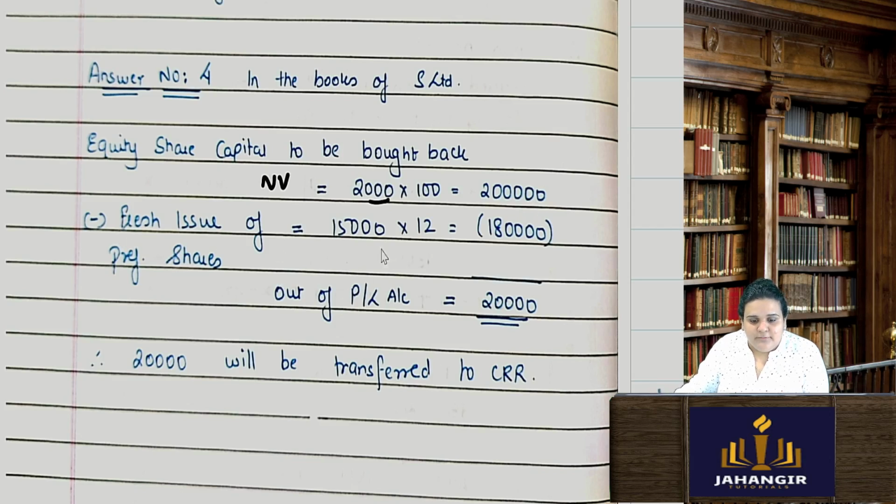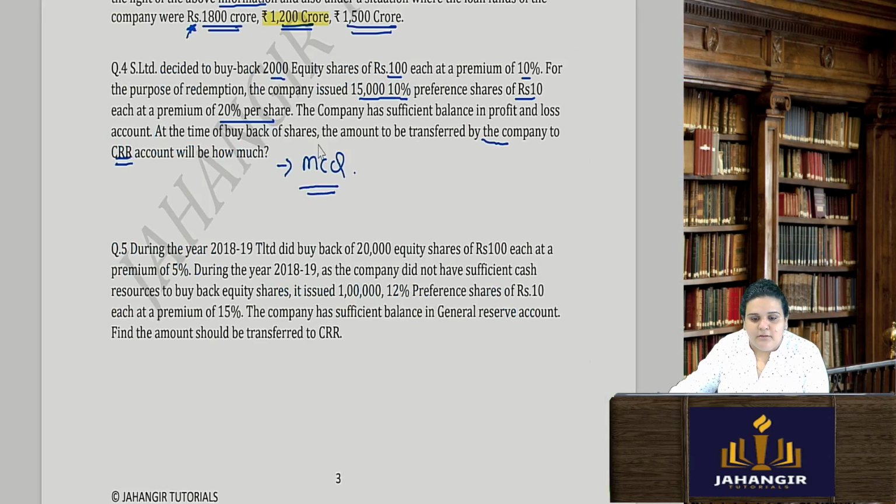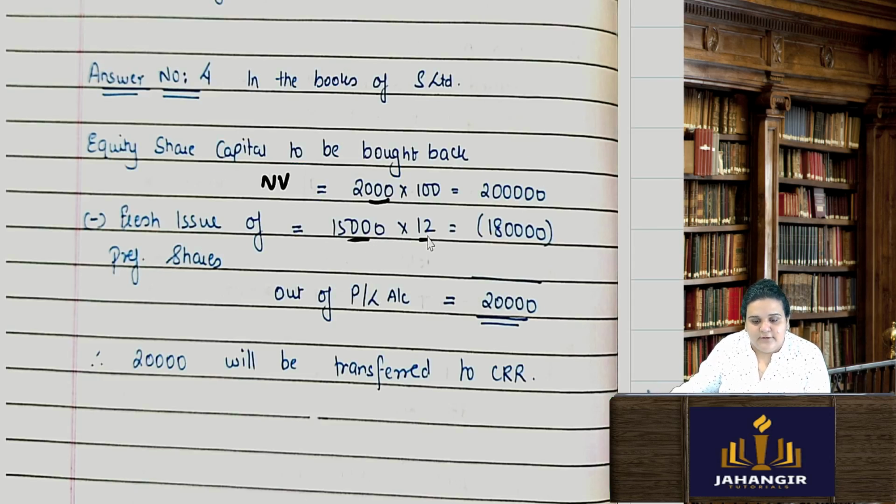Fresh issue, how much am I doing? 15,000 shares of rupees 10 each, but at a premium of 10 rupees. If I do a 20% premium, it will become 12 rupees. So 15,000 shares at rupees 12 is 1,80,000. Therefore, out of P&L, the DP transferred to CRR will be only 20,000. Okay, 20,000 will be transferred to CRR.